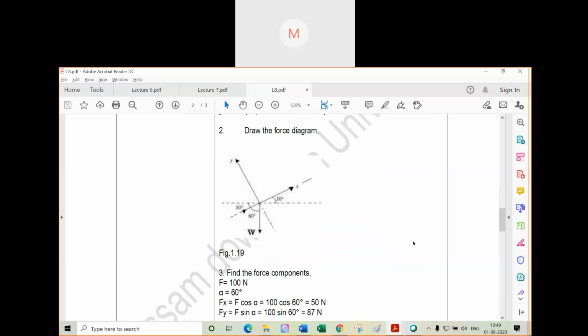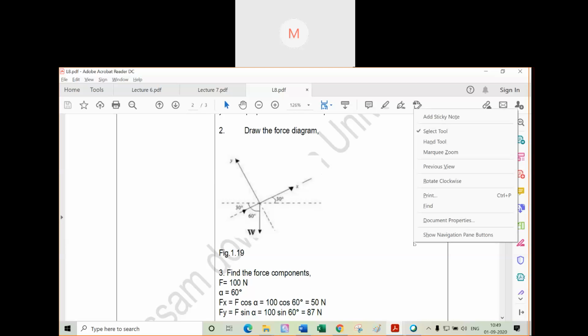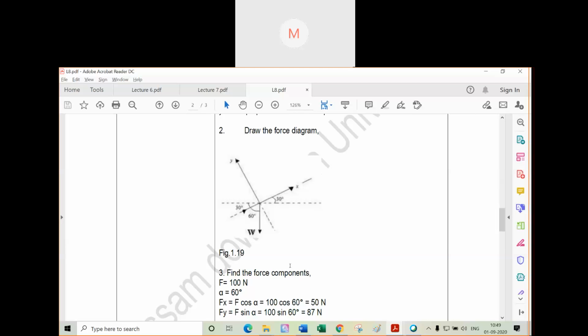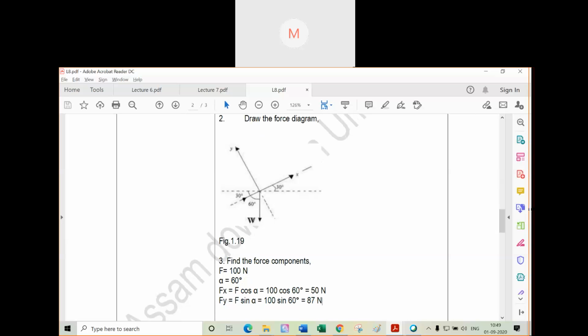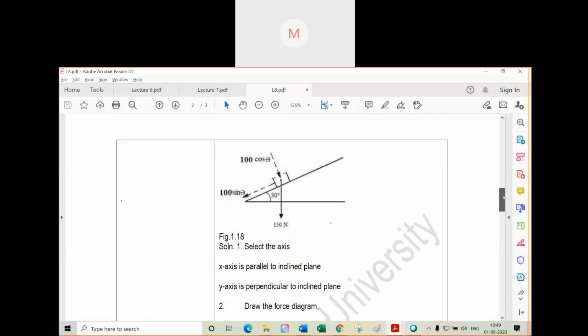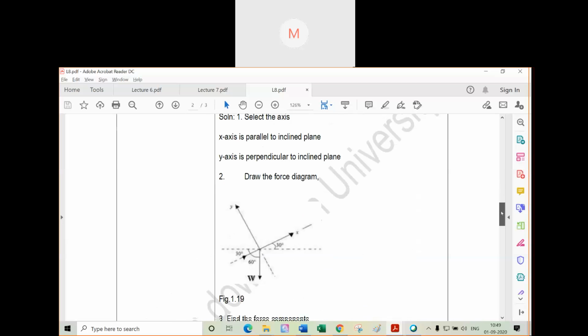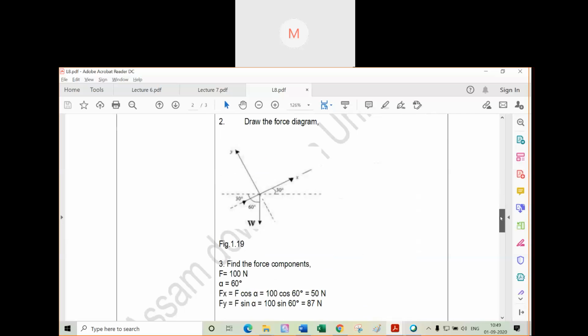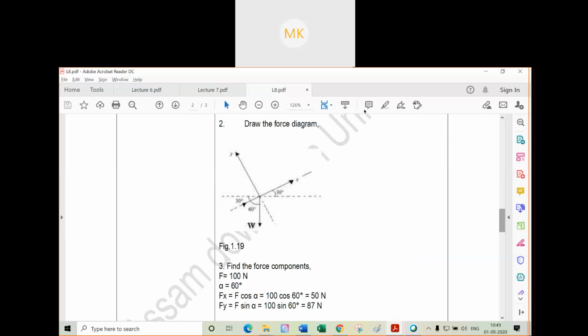Okay? That means in x direction it will be cos alpha and in y direction it will be sin alpha. Simple. Yes or no? How will cos alpha and sin alpha be there?